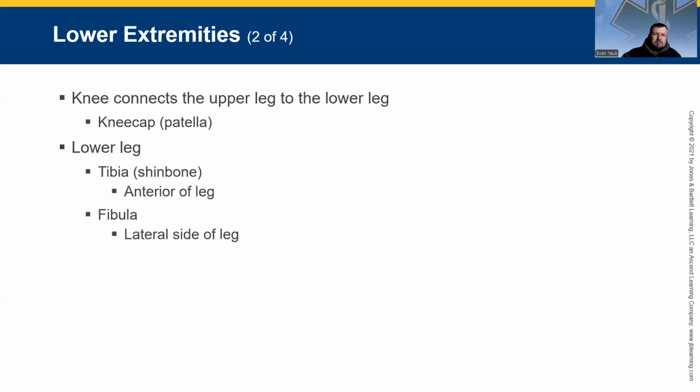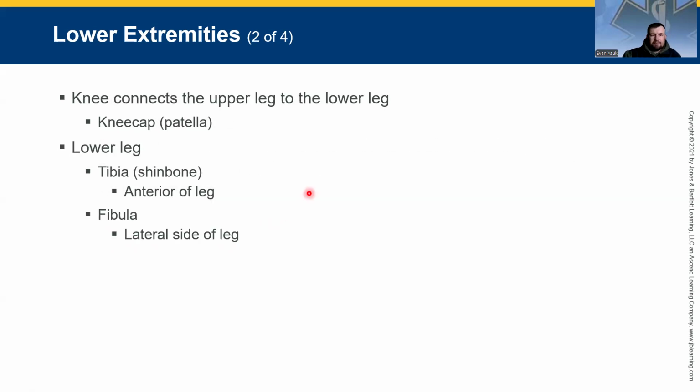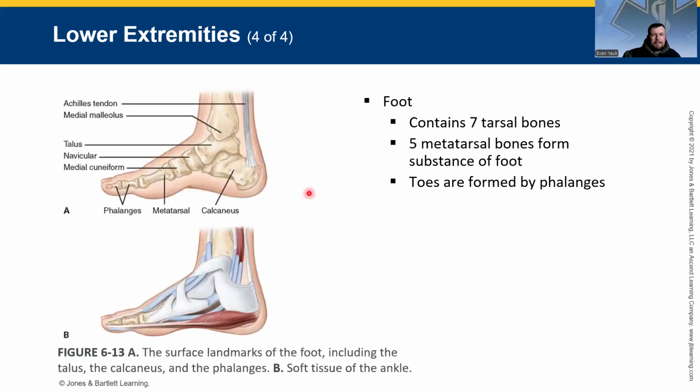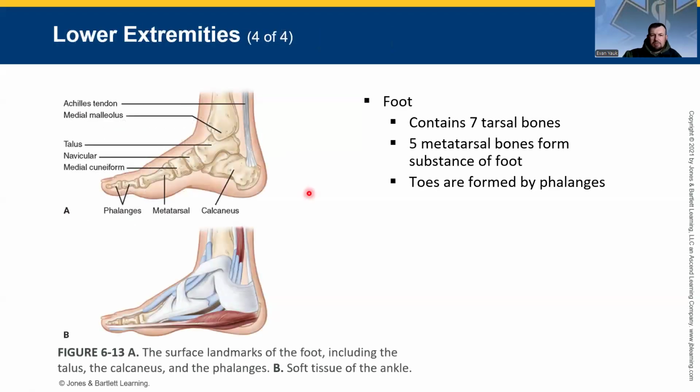So I'm going to go back just a minute. Just remember, your femur is not considered in the actual definition of your leg bones. The femur sits by itself, so your tibia and fibula make up your leg bones. The foot contains 7 tarsal bones and 5 metatarsal bones, and it is the substance of the foot. The toes are formed by phalanges.